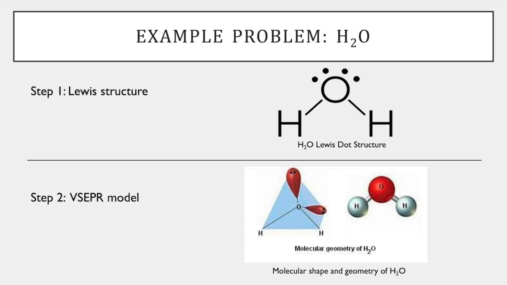Now that I've discussed all the steps to finding the shape of a molecule, I'm going to go through an example of how to find the shape of a single center molecule. The molecule I'm using is the water molecule, H2O.